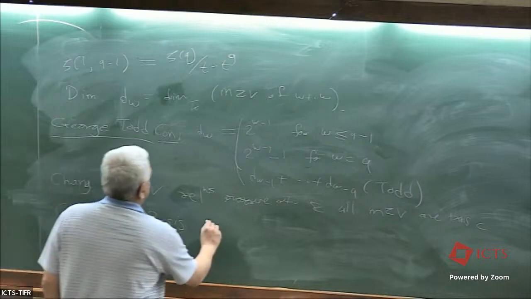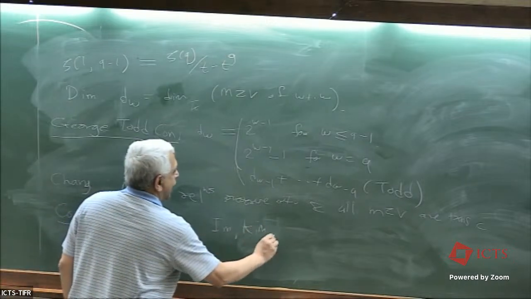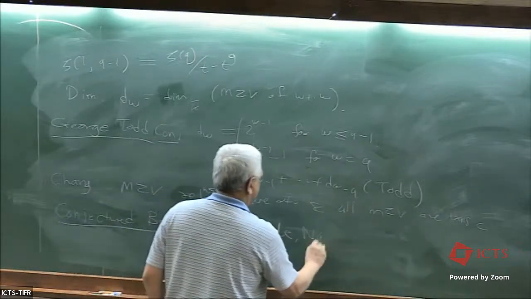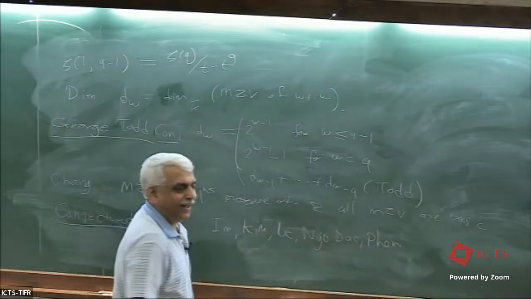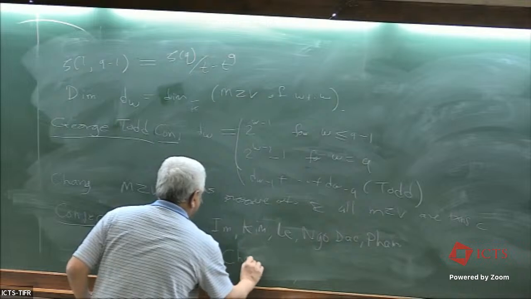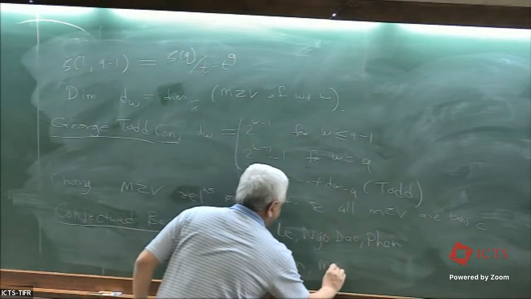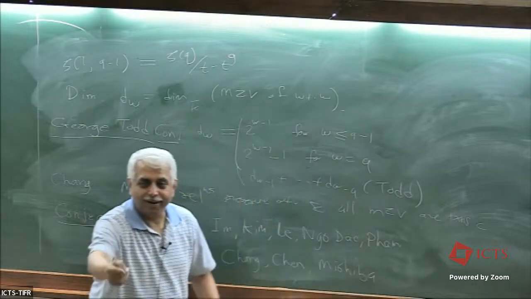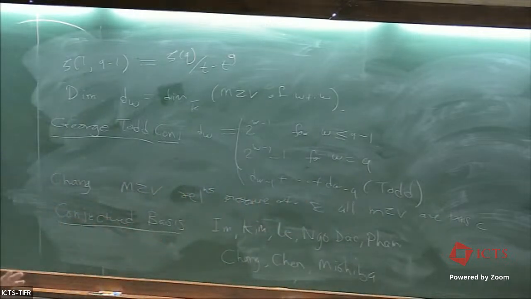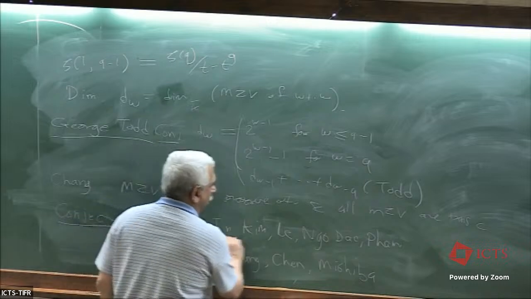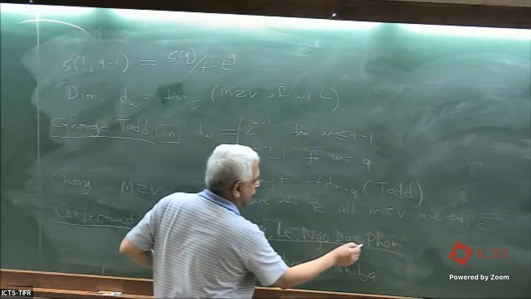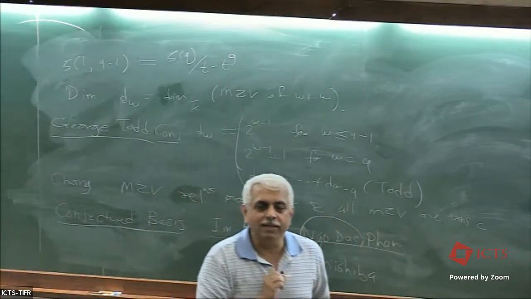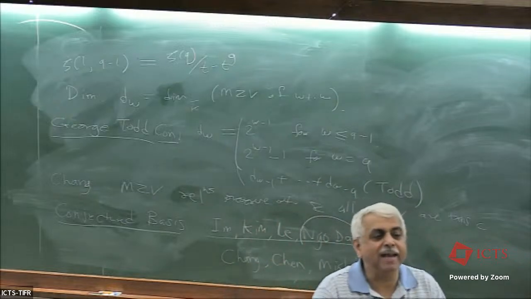So I'll write down. First one is Im, Kim, Lê, Ngo Dac, and Pham, this group. This group was in France. And another group is Chieh-Yu Chang, Chen, and Mishiba. I think Mishiba is Furusho's student, right? Is Mishiba your student, or not your postdoc probably, or something? No. Okay, all right. So these 2 groups proved this conjecture. They proved my basis. So first I should say the main credit goes to Ngo Dac. The reason is he first proved that my basis, which I conjectured, spans it.